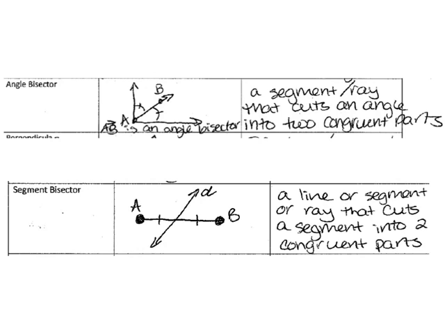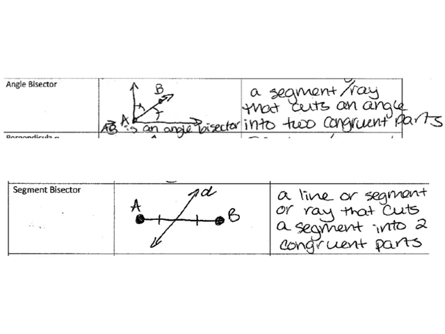Okay, here's the angle bisector. This is a segment or ray that cuts an angle into two congruent parts. You can tell they're congruent because of these little markers right here on the angles. This shows you that these two angles are congruent and it got cut in half.